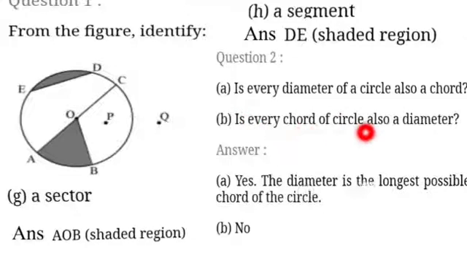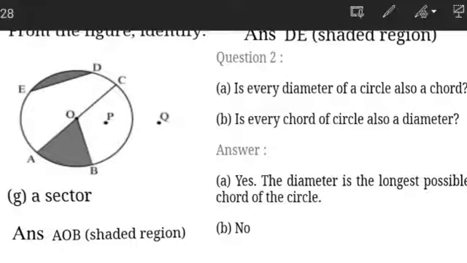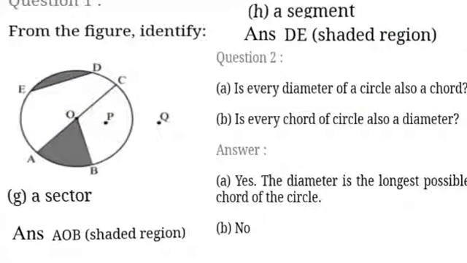But is every chord of a circle also a diameter? Now you could see that this is ED, a chord. I can make one more chord, and one more chord. But all the chords are not diameters. Why? Because for a diameter one condition is there, that it must have the center on it. So here the center is there, but these chords do not have point O on them. So every chord cannot be a diameter, but yes, every diameter is a chord. You understood, student? For the second question, we are going to write no.